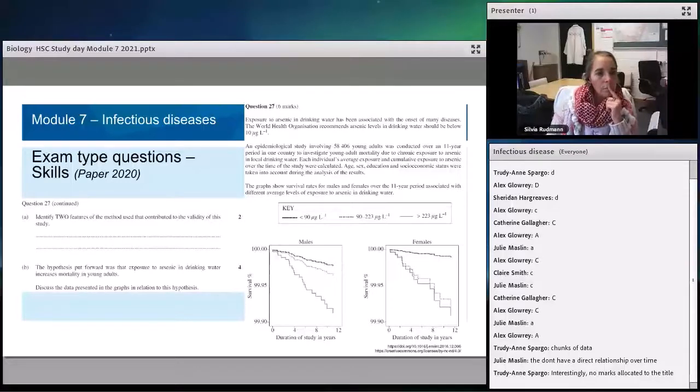So identify 2 features of the method is one question, and the second question says discuss the data presented in the graphs in relation to the hypothesis. The hypothesis was that the arsenic in the drinking water actually increased the mortality of people.